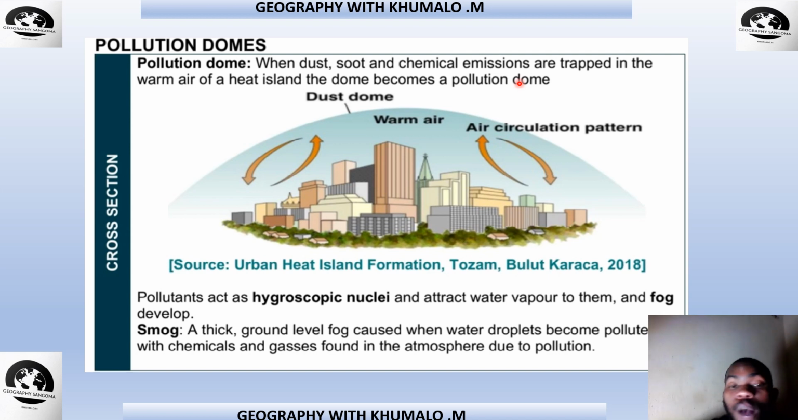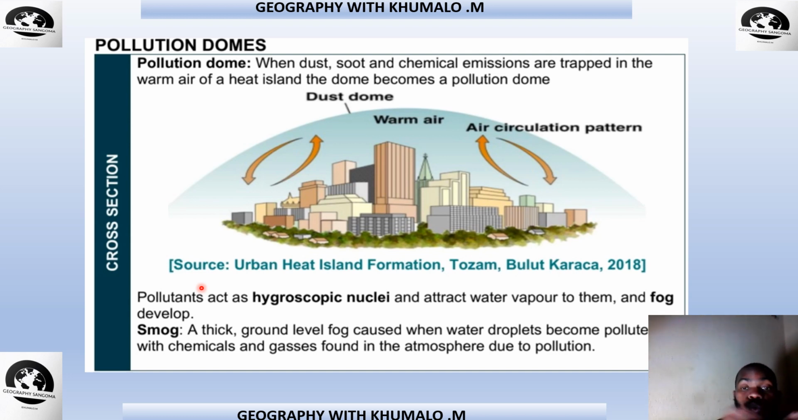You can see now a cross section. You can be asked to draw a cross section, and there is a cross section of a pollution dome. The pollutants act as hygroscopic nuclei. So they act as hygroscopic nuclei and attract water vapor to them, and fog develops. So since they act as hygroscopic nuclei, therefore they are going to attract water vapor.